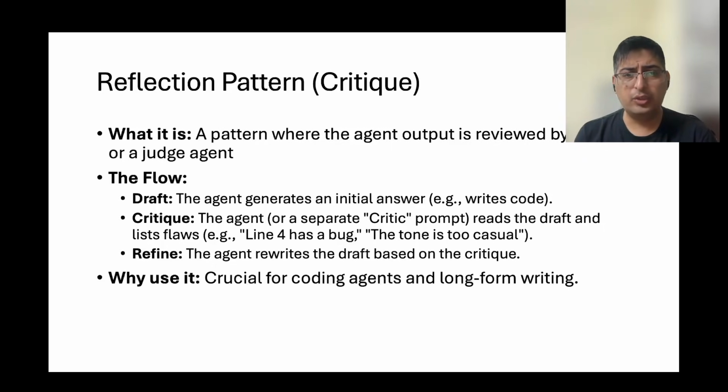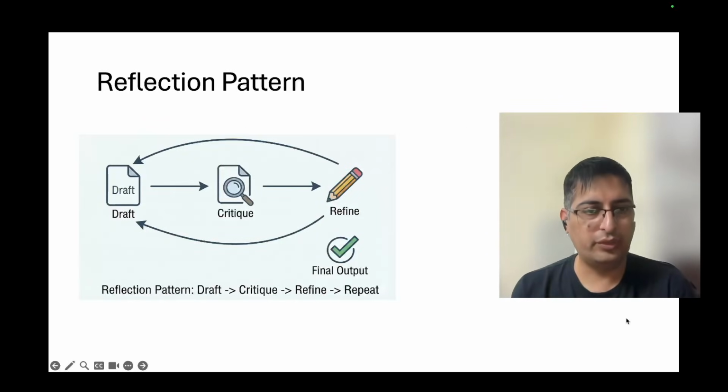Next one is the reflection pattern or critique pattern. This pattern is usually used when we are doing coding work or when a long output is being generated, like a long blog post or long writing assignment, a long form of writing output. In this pattern, the output of the agent is reviewed by another judge agent, which gives feedback like "line 4 has a bug" or "the tone of your message is very casual." There will be a loop between these two agents to improve the quality of the output. This is how it will look visually.